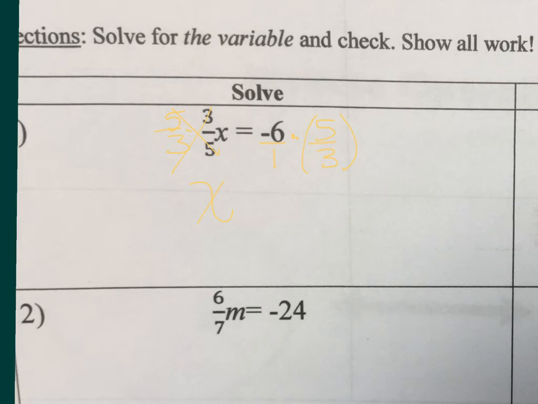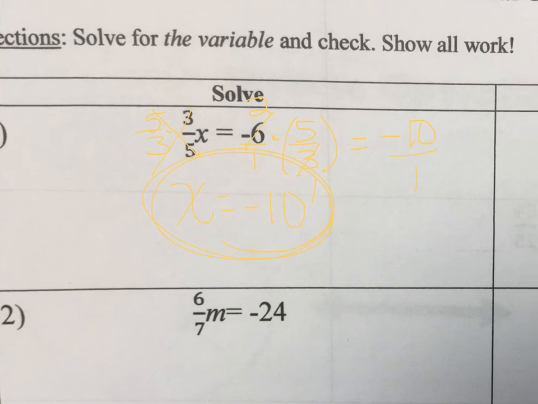Okay, so I'm going to cross simplify here. You see that? 3 divided by 3 is 1. 6 divided by 3 is 2. So the -2 times 5 is -10, and then 1 times 1 is 1. Therefore, x is equal to what? What does x equal? -10.